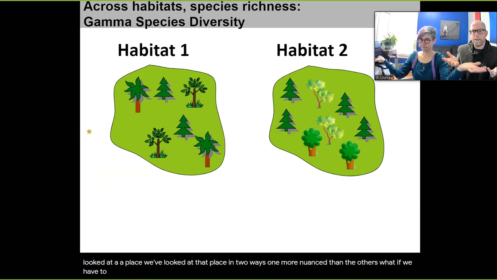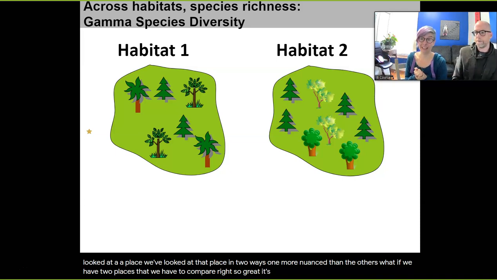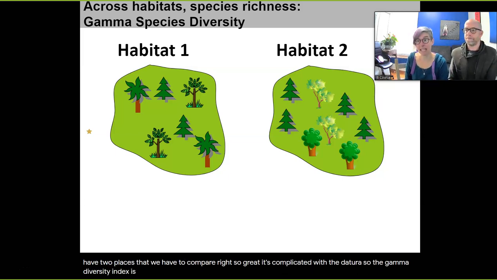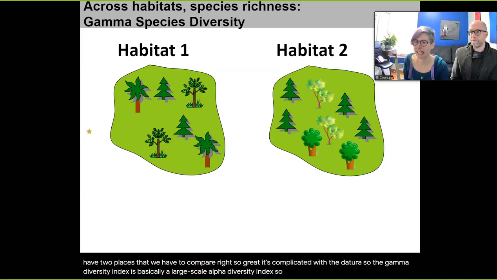What if we have two places that we have to compare, right? So great. It's complicated. Would that it were. So the gamma diversity index is basically a large scale alpha diversity index. So pretty simple, right?